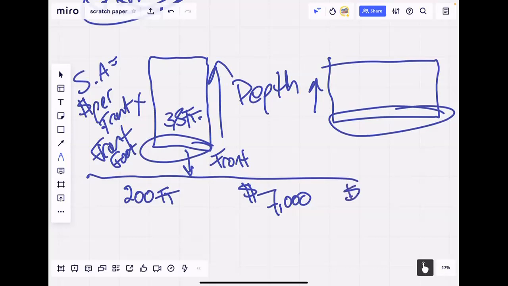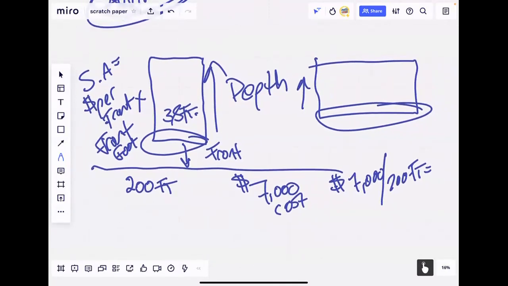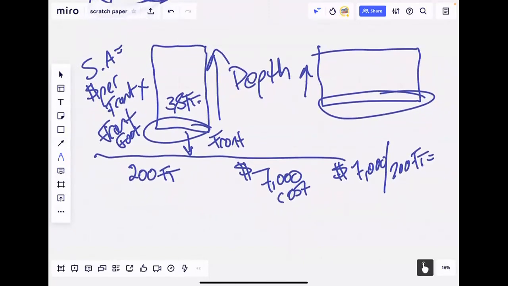So what would that give you? Remember, we have to label. 7,000 is the cost, so we divide that by the 200 feet, which gives you $35 per foot. Now, tell me the next step.